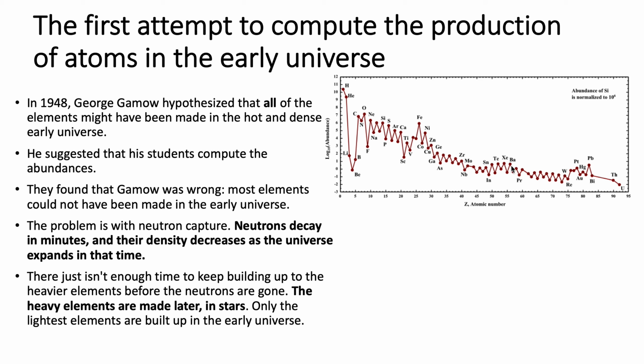And where did these other things come from? They were made in stars. So when we talk about what went on in the early universe, we're confining ourselves to this little group right here. Hydrogen, helium, lithium, beryllium, a little bit of boron. But I think by the time you get to carbon, the early universe did not have anything from carbon on up.